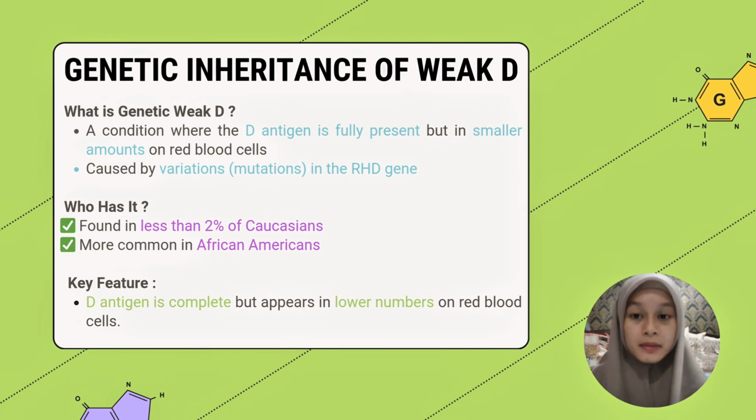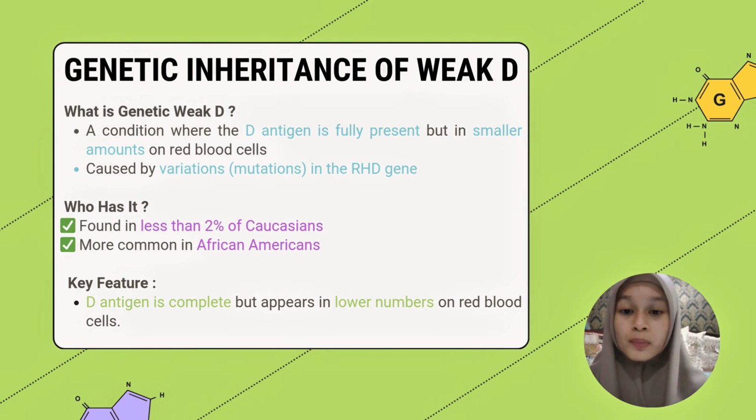So the first type is genetic inheritance of weak D. So what is genetic weak D? It is a condition where the D antigen is fully present but in smaller amounts on red blood cells. It's caused by variations or mutations in the RHD gene. So who has it?